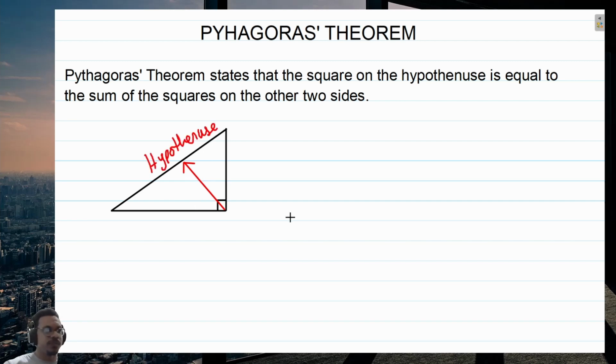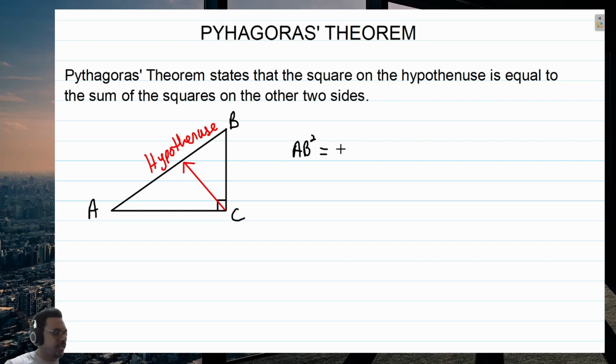Now a point to note here is that only a right angle triangle would have a hypotenuse. Therefore, Pythagoras Theorem would only work on a right angle triangle. So on this triangle, the hypotenuse is the side AB, and the other two sides would be BC and AC. So if we apply Pythagoras Theorem, the square on the hypotenuse, so we'll have AB squared, is equal to the sum of the squares on the other two sides.